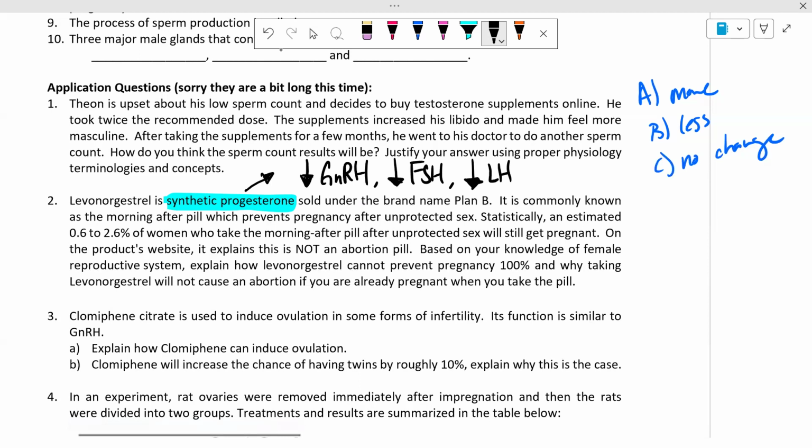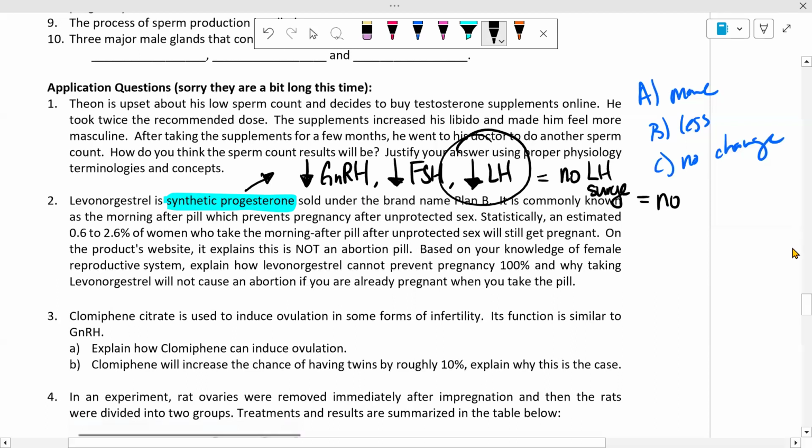Through negative feedback, right? So the drug, which is essentially functioning as progesterone, will cause these things to happen. And if you have decreased LH, that means no LH surge. No LH surge means no what? If you don't have the LH surge, what event is not going to happen? Not going to ovulate. No ovulation. That's right. No ovulation means no egg. Can't get pregnant without an egg, right?